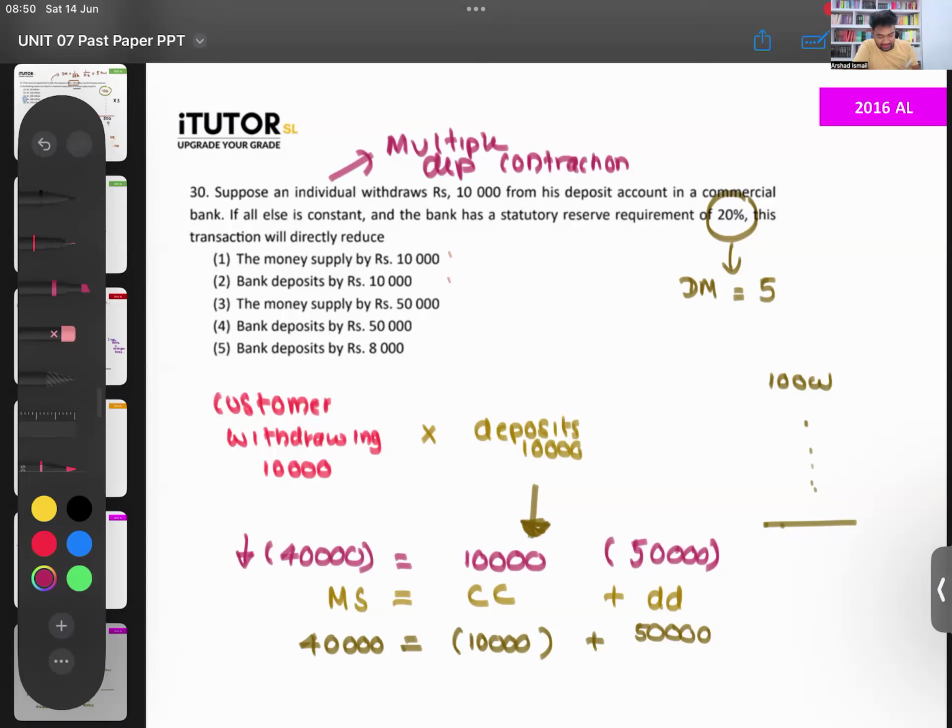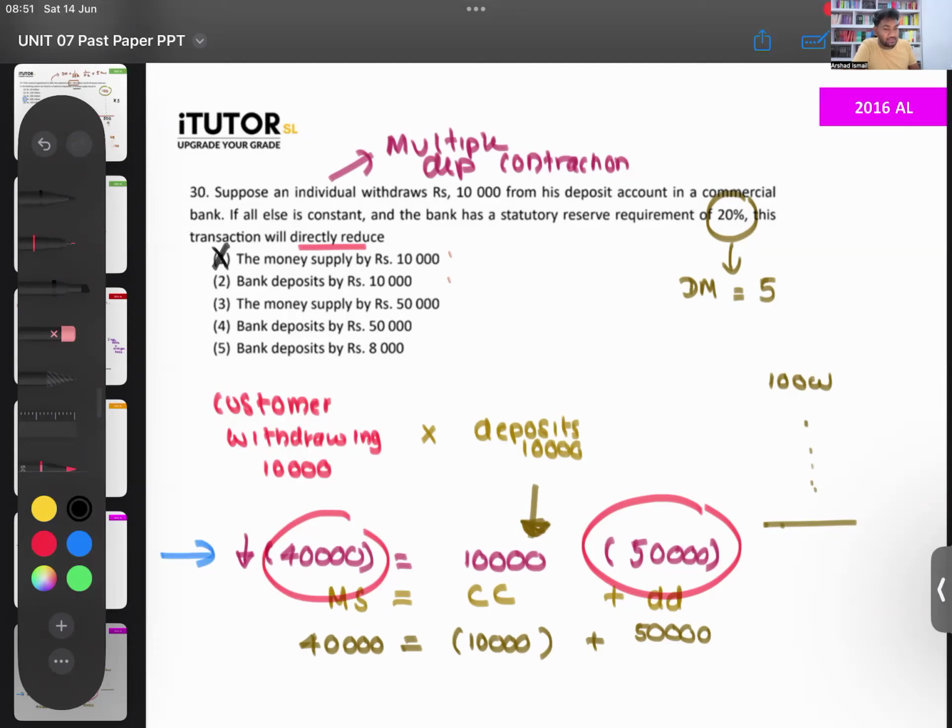So with that in mind, try to find the answer. Your answer should either say demand deposits fall by 50,000, since all the answers are talking about bank deposits and money supply. Either an answer that says bank deposits fall by 50 or an answer that says money supply falls by 40 is also correct. They are saying this will reduce, no? So we'll go one by one. Reduce money supply by 10? No, it will reduce money supply by 40.